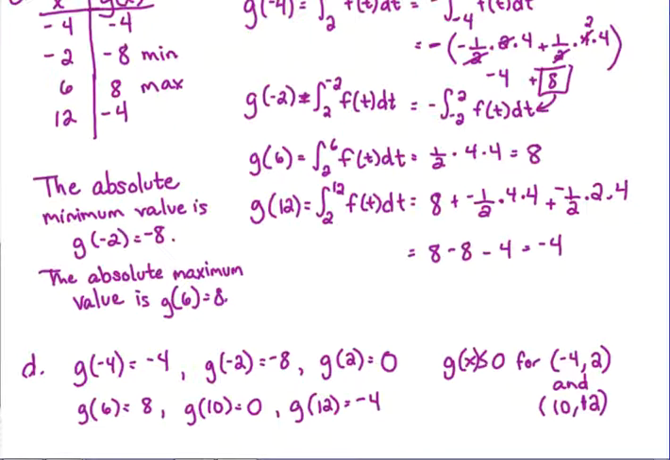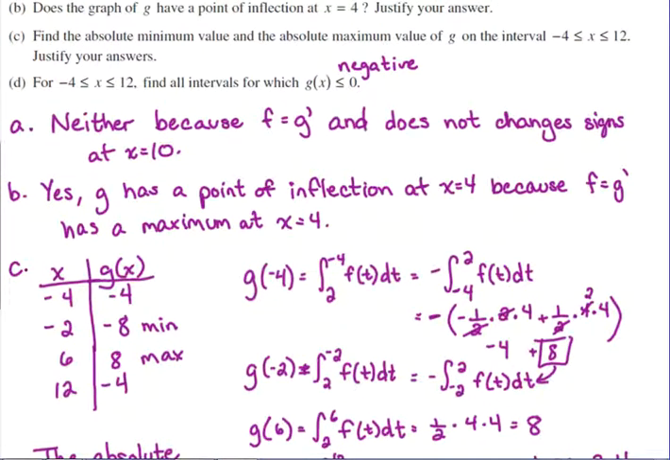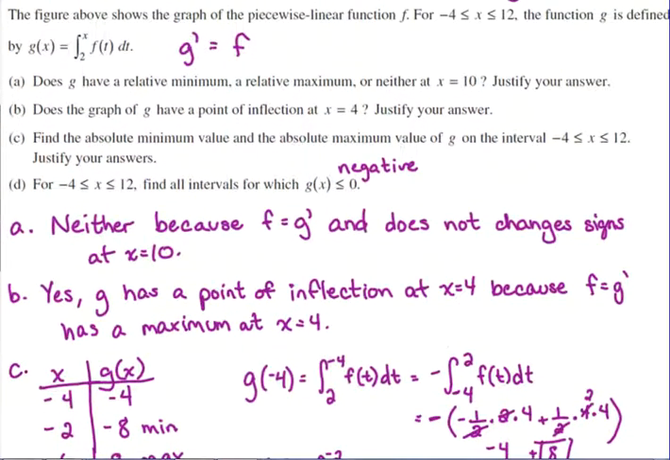So that one, 2 points for your intervals, 1 for each interval. And then at the very beginning of the rubric, it says that as long as somewhere in A, B, C, or D, you identify that G prime is equal to F, you get a point for that. We did that right at the beginning. So you get a point just for making that connection, that G prime is equal to F.